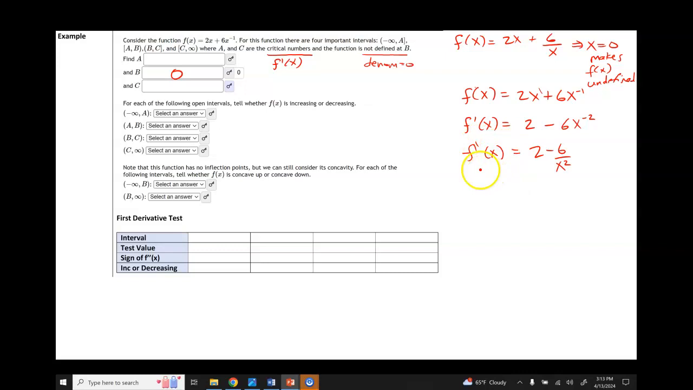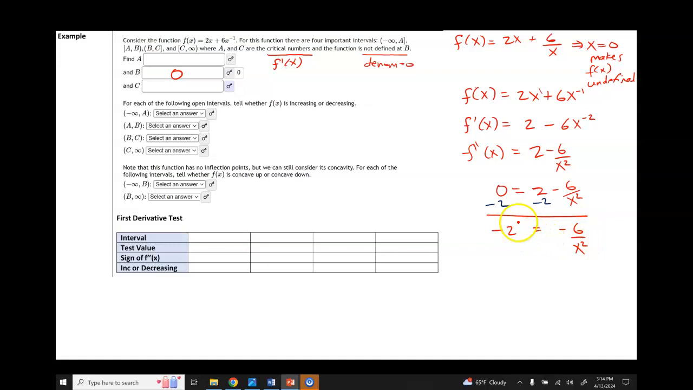Now, the critical value is where the first derivative is 0 or undefined. We already know it's going to be undefined at x equal to 0. So now let's find the critical numbers. The critical numbers is where this function, 2 minus 6 over x squared, is equal to 0. So I'm going to set it equal to 0, and let's do a little bit of algebra. Whenever you want to solve an equation, you have to separate the numbers and the variables. So I'm going to subtract 2 from each side. We get negative 2 equals negative 6 over x squared.